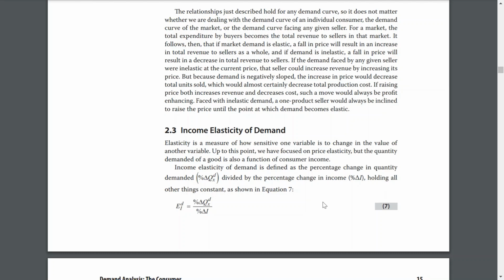2.3, income elasticity of demand. YED. Okay. Oh, it's IED. I thought I is investment in terms of macroeconomics, but who cares? Who cares what they denote it as?